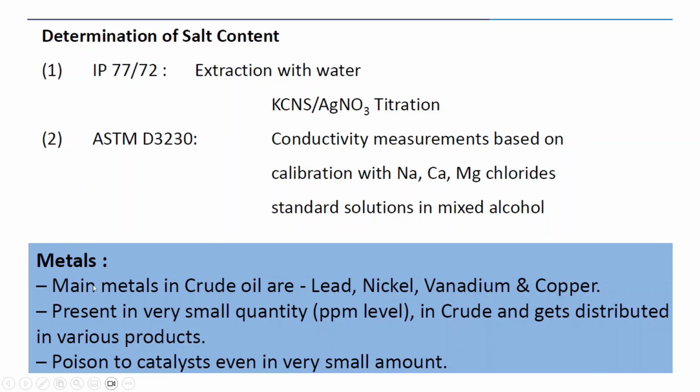Some metals are also found in the crude oil. The main metals in crude oils are basically lead, nickel, vanadium, and copper. They are present in very small amounts, at the ppm level, and even at the ppm level they are poisonous to the various catalysts used in different processes.